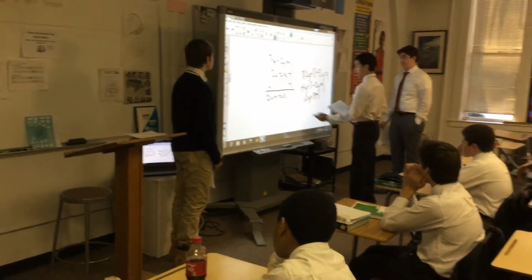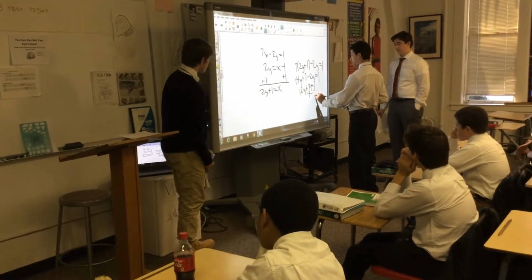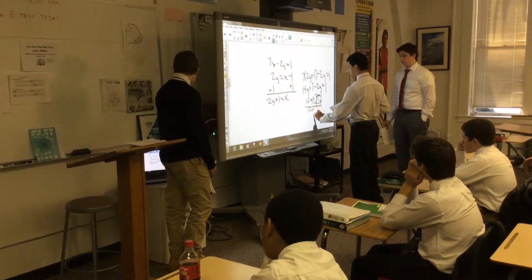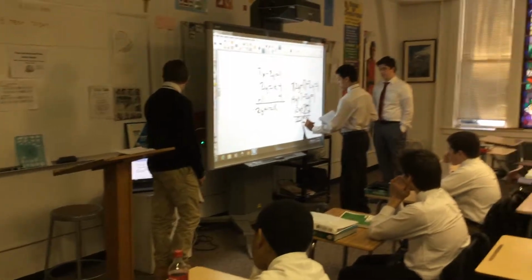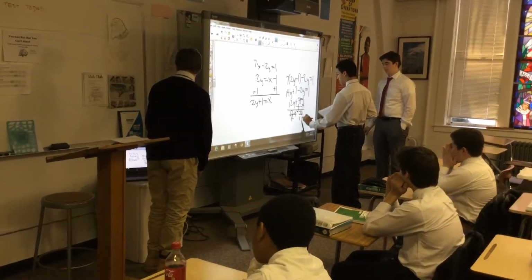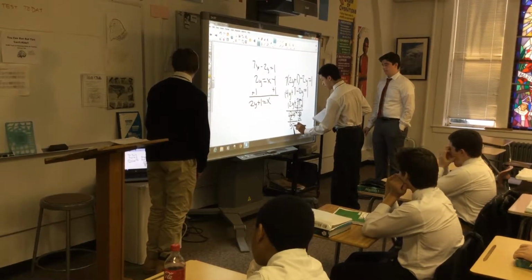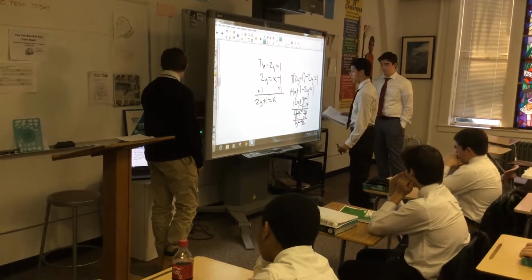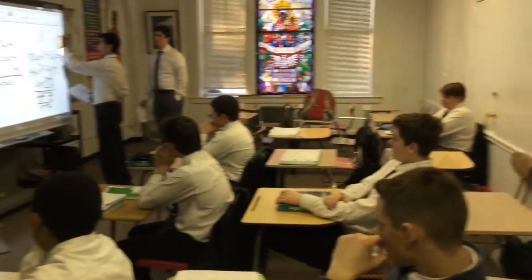And then you subtract the 7 on both sides, and you get 12y equals negative 6. And then you divide the 12 on both sides, and you get y equals negative half. And so after you get that, you can write that in your answer.